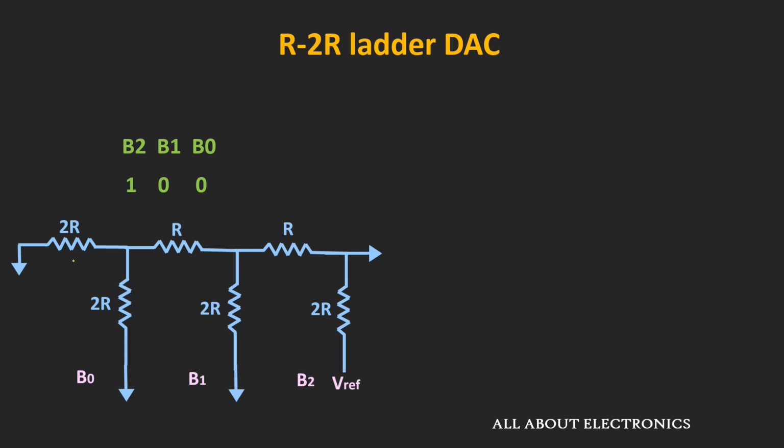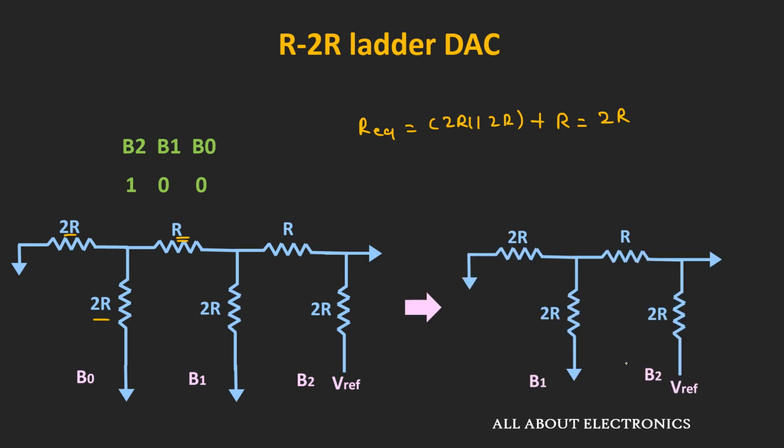So in this circuit, these two resistors are connected in parallel and the parallel combination is connected in series with this resistor R. So the equivalent resistance of these three resistors will be equal to 2R in parallel with 2R, and that combination is in series with this resistor R, that is equal to 2R. So if we replace these three resistors by the equivalent resistor, then the equivalent circuit will look like this.